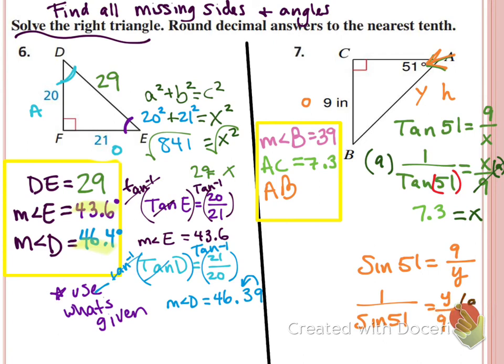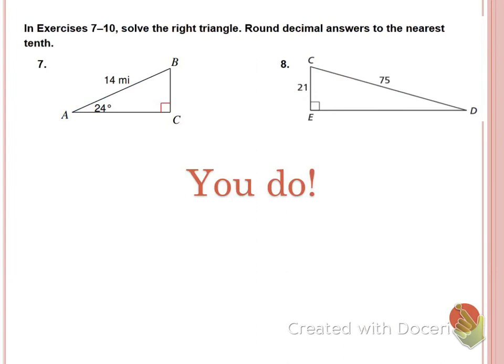Once 9 is on the bottom, we can multiply both sides by 9. We get 11.58. That will round up to 11.6. You can pause if you missed anything. But the last two you're going to do as part of this grade. It's most of the grade portion.